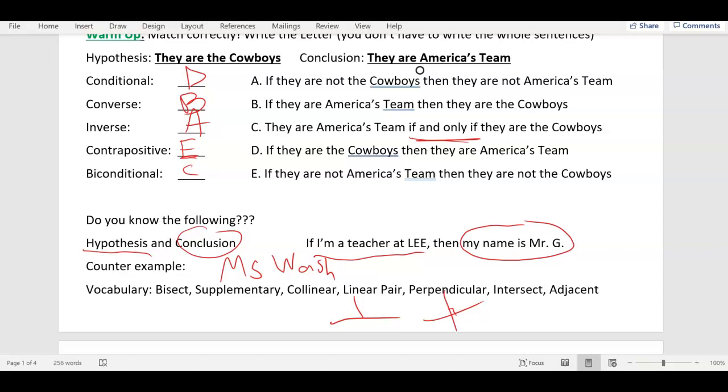Again, these are words that you're supposed to know, okay? But again, adjacent is next to each other. Intersect, crosses. Perpendicular makes 90 degrees. Linear pair makes a straight line. Collinear points in a line. Supplementary adds up to 180. Bisect cut in half, okay? So that's a little refresher on that.